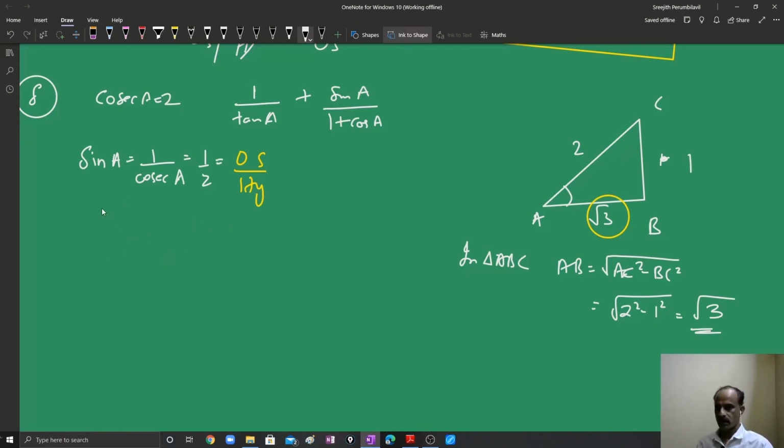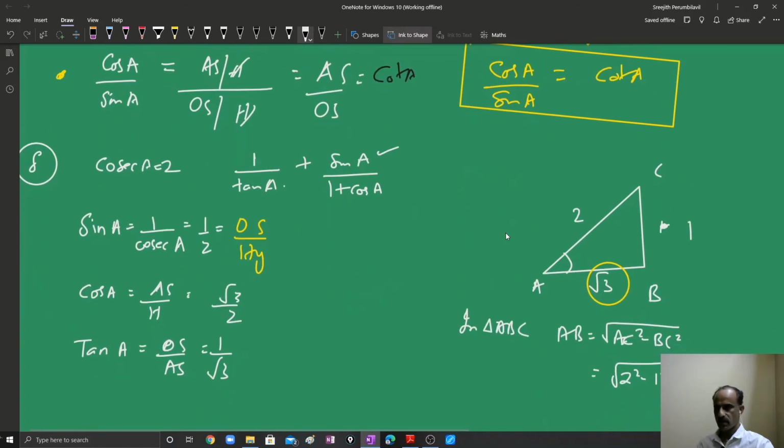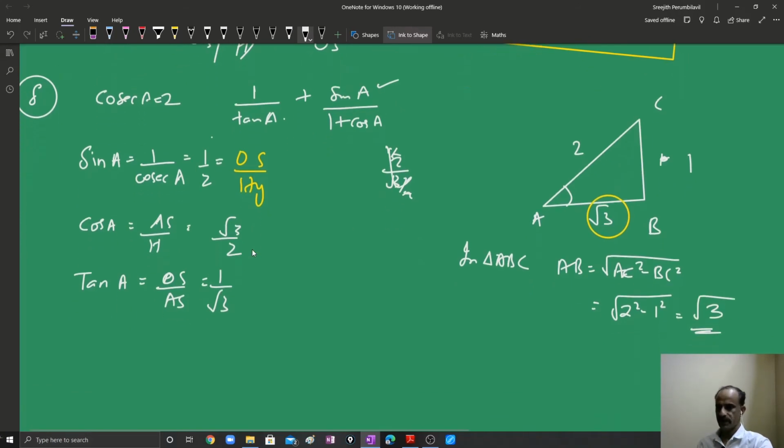So sin A we got. What are the things we need? We need sin A, tan A, cos A. We will find cos A. Cos A is adjacent side by hypotenuse, root 3 by 2. Next, tan A. Tan A is either sin A by cos A or opposite side by adjacent side, 1 by root 3. Using sin A by cos A, 1 by 2 divided by root 3 by 2, the 2 cancels. We get the same thing, 1 by root 3.